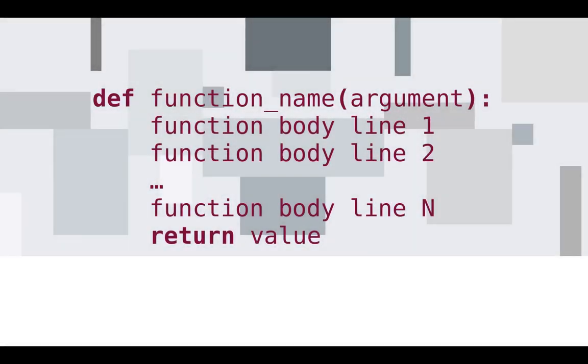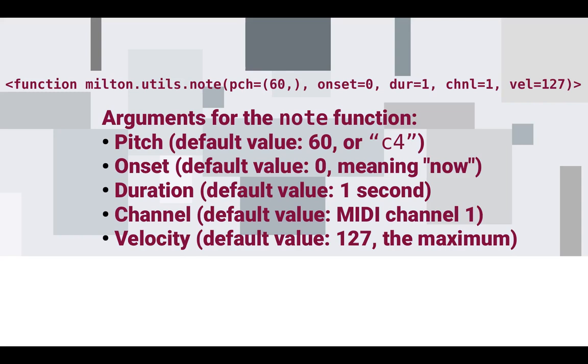Now back to our note. The note function we are going to call is already defined within the Milton package, so we don't need to define it ourselves. The note function takes 5 optional inputs in the following order. The pitch of a note, which should be a MIDI key number or the name and the octave of a note. The onset time in seconds to be passed for a note or chord to be played starting from 0. The duration of the note also measured in seconds. The MIDI channel, which is not important for our work today, and the velocity of a note, which represents how hard and fast a key on a MIDI keyboard is pressed.